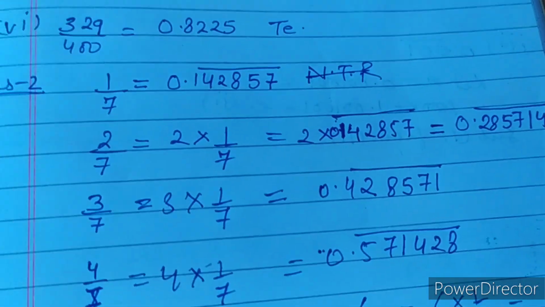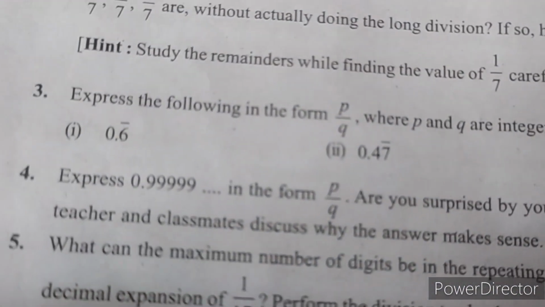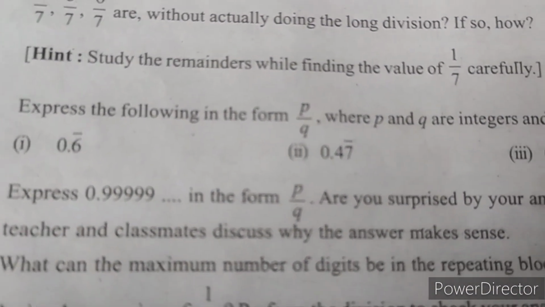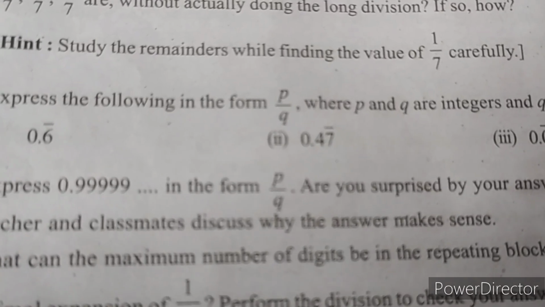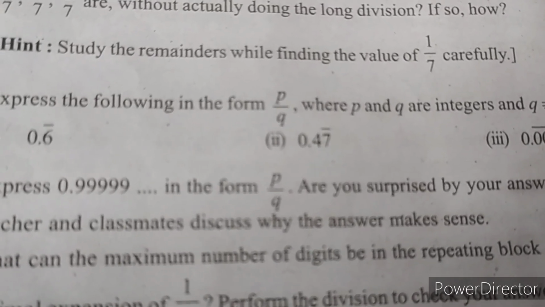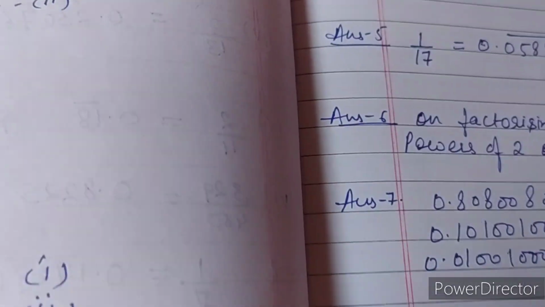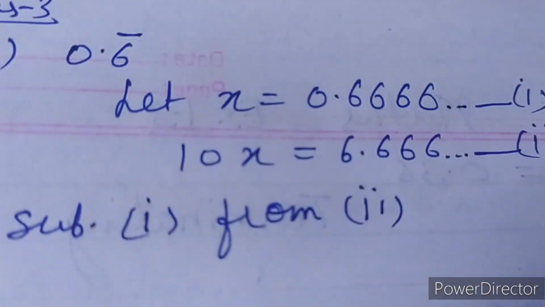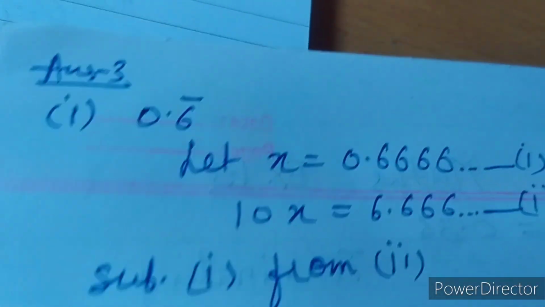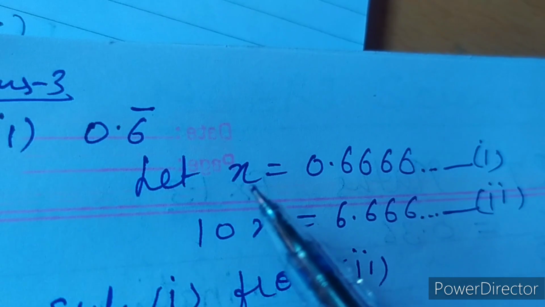Next we come to question number 3. Let's read it. You have to express each of the following given numbers in the form of p by q, where q is not equal to 0. So let's come to question number 3. In this question, we'll assume it is again a non-terminating repeating decimal.